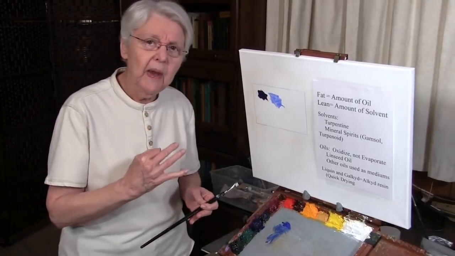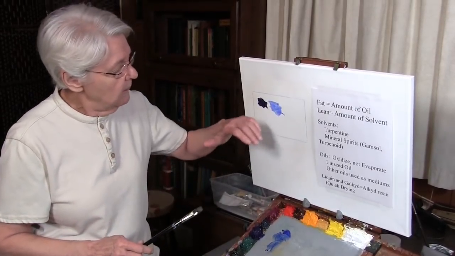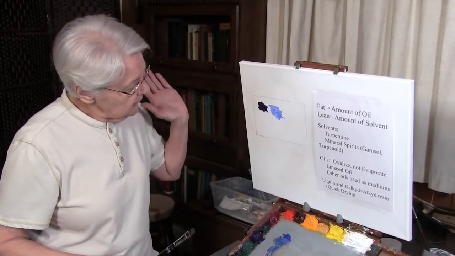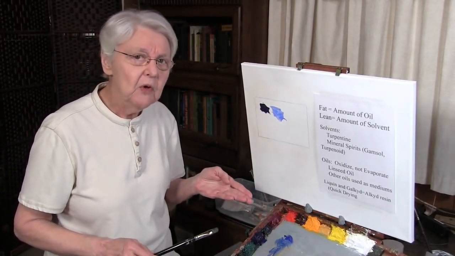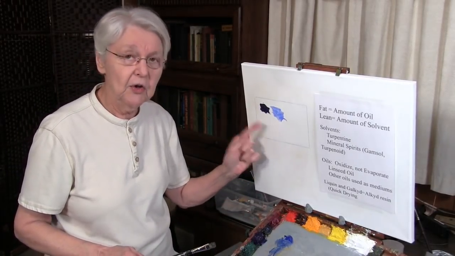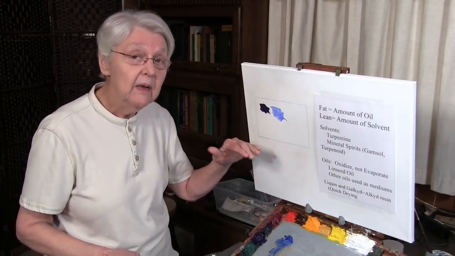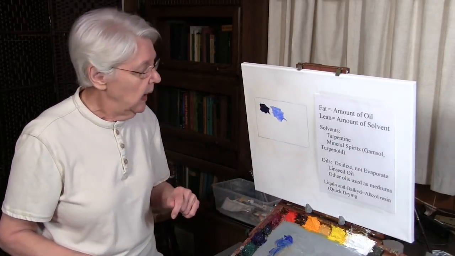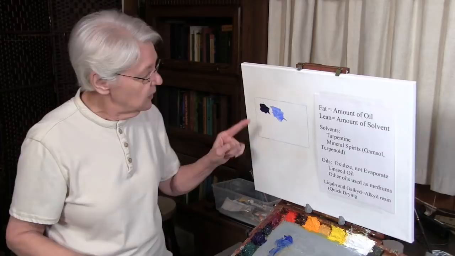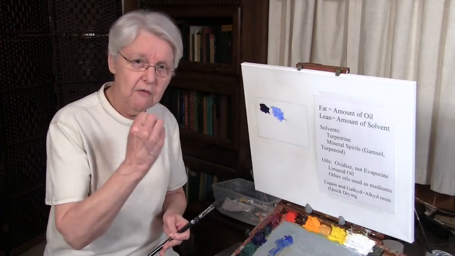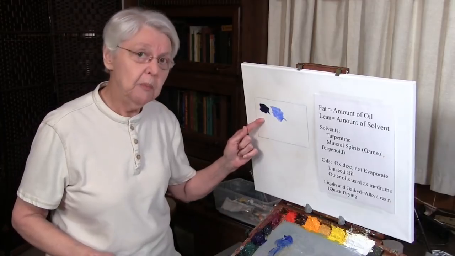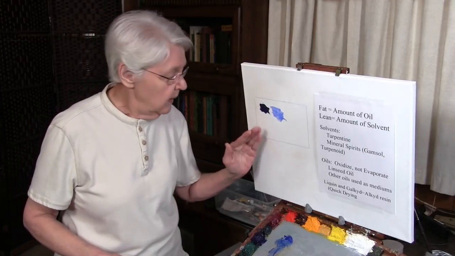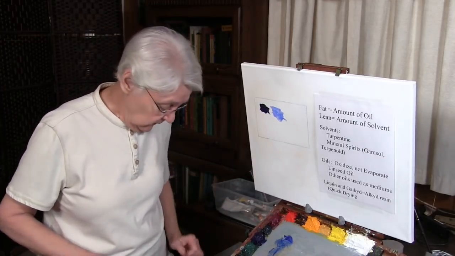Now, if you're an oil painter who likes to put a layer of paint on your canvas, or you like to tone the canvas before you begin painting, most likely you're going to tone it with the lean that will have the solvent in it. But if you're the kind of painter that wants to go straight forward and you don't use any mediums at all, then you're painting with all fat. That means with no solvent.